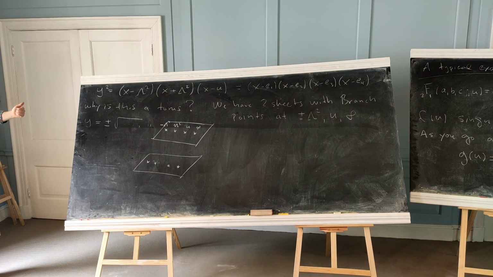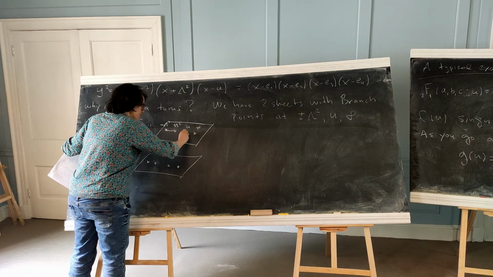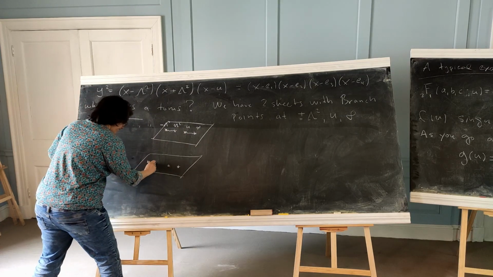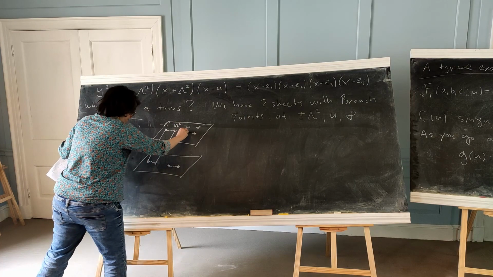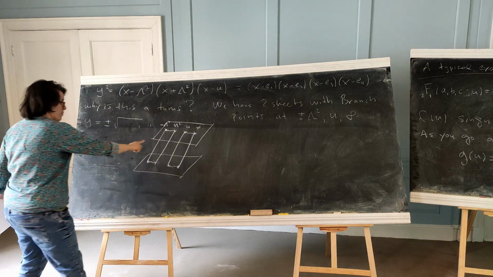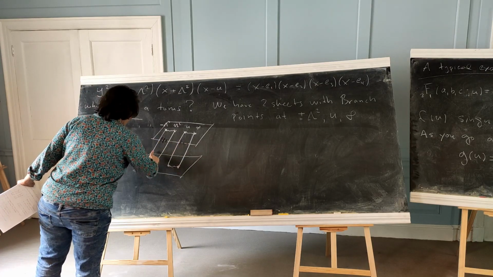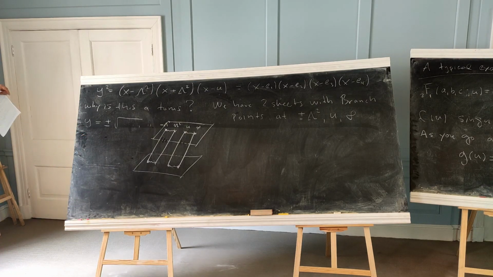And now I can draw my cuts, and it doesn't matter. I can choose where to draw my cuts. Let me just draw them wherever I like. Yes? Now it's becoming more like a torus. Yes, how do you see the torus? Is this a torus in the head of everyone? No? Where is the torus?